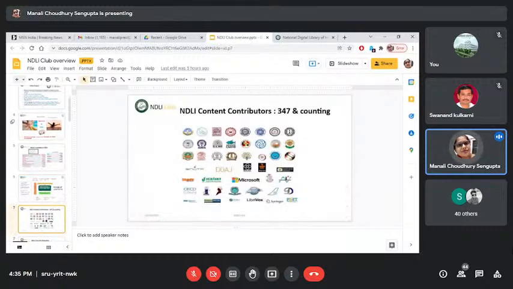Now comes who the contributors are. The figure 347 is not exact, I would say, because the number of contributors changes every day, as there are so many contributors. Even faculties from JNU, BHU, all the IITs, NITs, and all the renowned institutions are also contributing individually. So they are the major contributors. You can see the logos here. A few are given, but there are many.